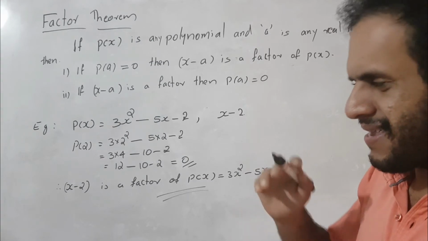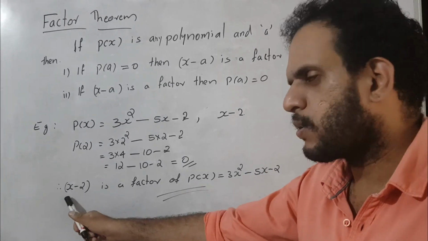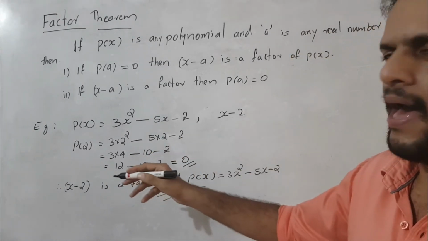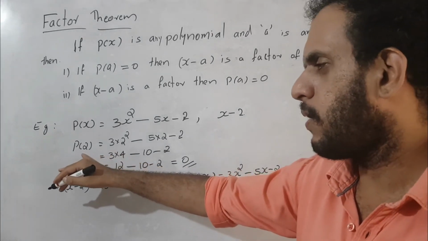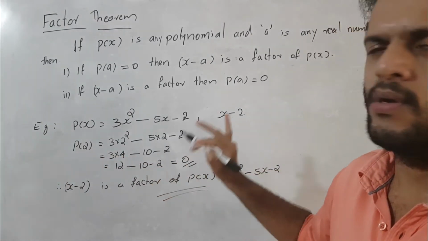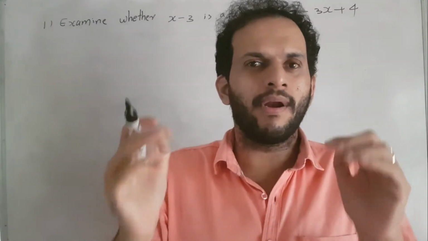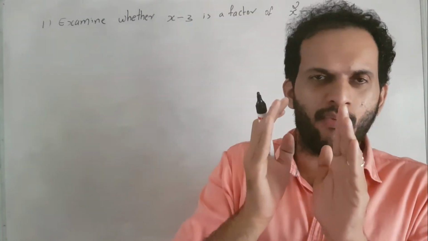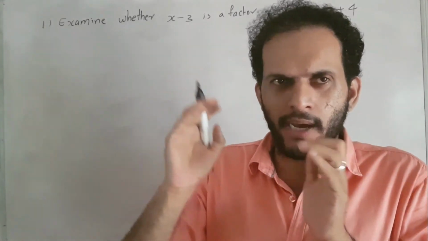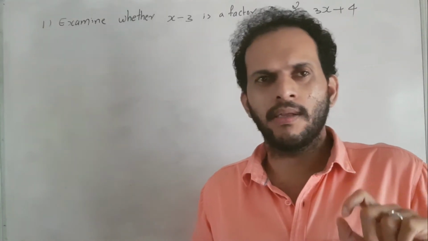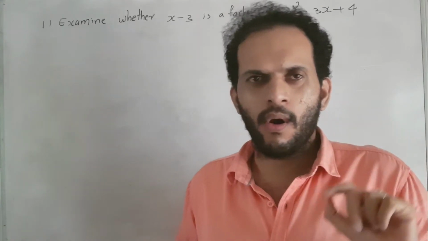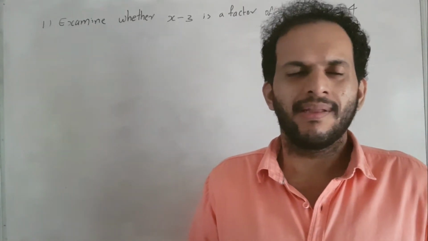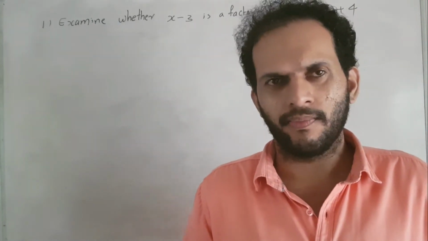Then what is the second one? Second one is the reverse. If x minus 2 is a factor, then directly it is possible to write what is the value of p of 2. p of 2 is equal to 0. Now we got the idea of what the factor theorem is. Correct. What is the factor theorem? If we divide p of x by x minus a, and the remainder p of a is 0, p of a is equal to 0, then x minus a is a factor.